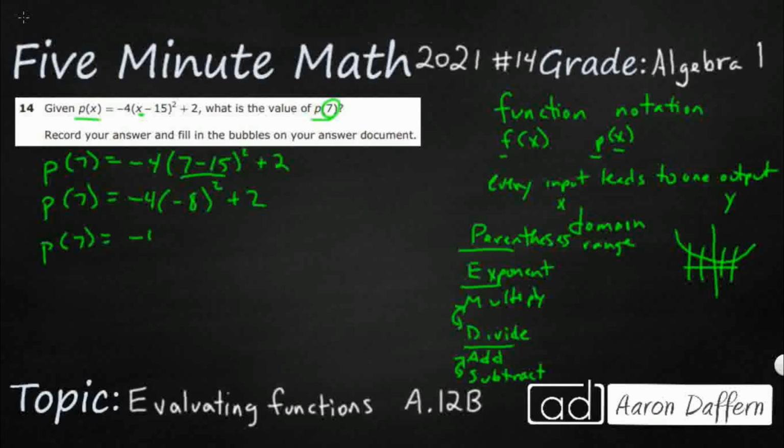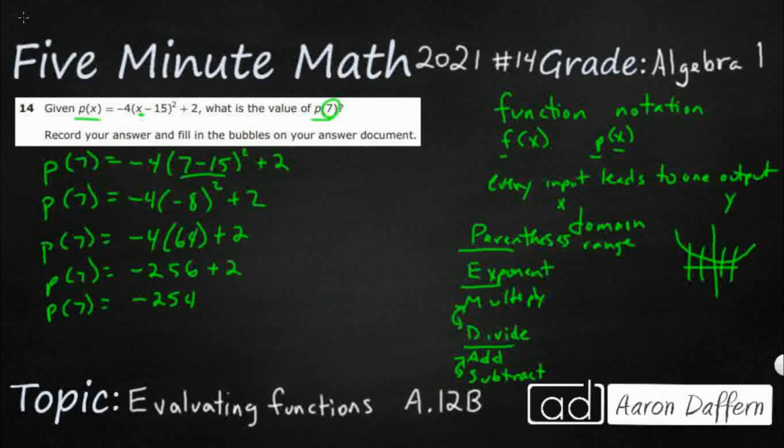And that's going to be -4 times -8 squared, which is going to end up being positive 64, plus 2. So then all we are left with is just a multiplication and an addition. So let's see what -4 times 64 is going to be. That's going to be -256 plus 2, which means p of 7 is going to equal, the 256 is going to move a little bit closer to 0, so -254.